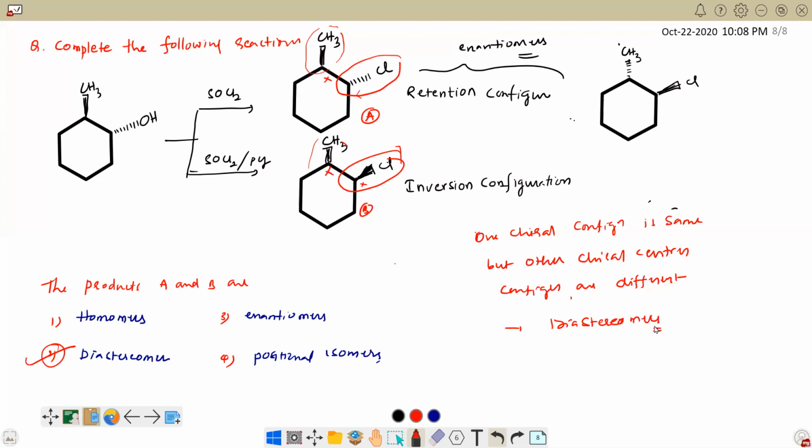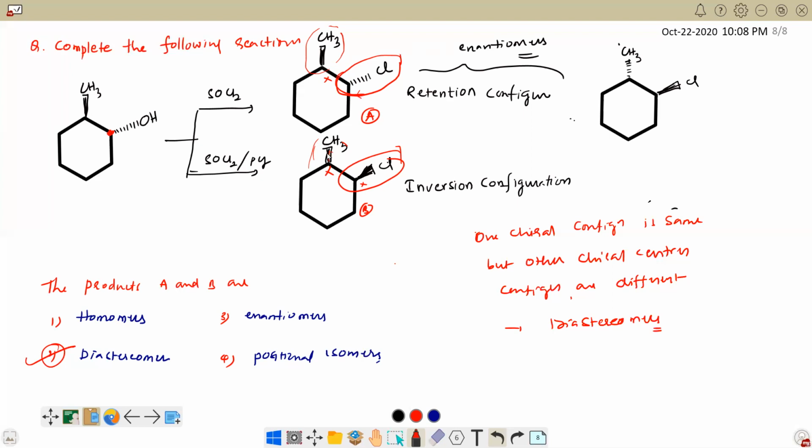Yes, sir. But sir, in GOC we did questions where we used to keep one group fixed and rotate the other. Yeah, of course. If they give RS configuration like that, you can do. But in this case, simply you can understand, because this part is constant, they did not change this configuration, but they changed the configuration at the newly reactive center, this part.